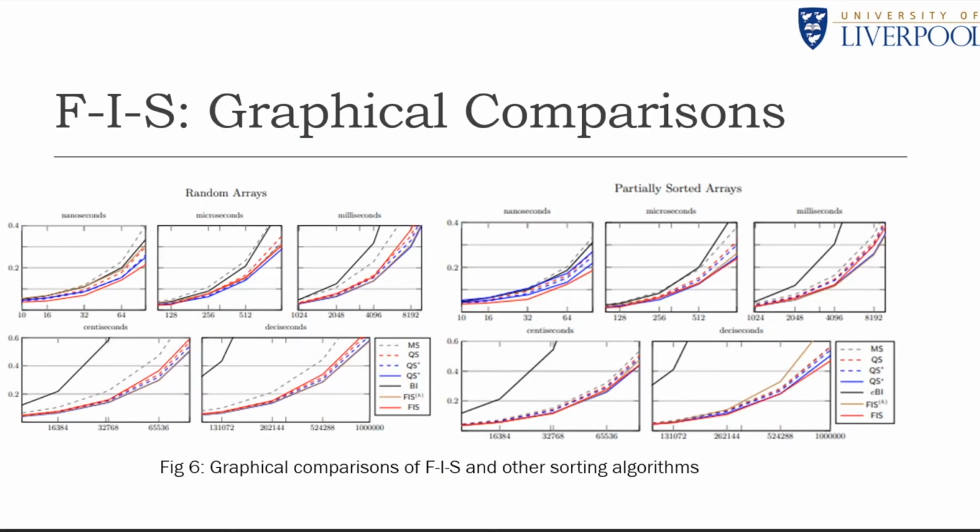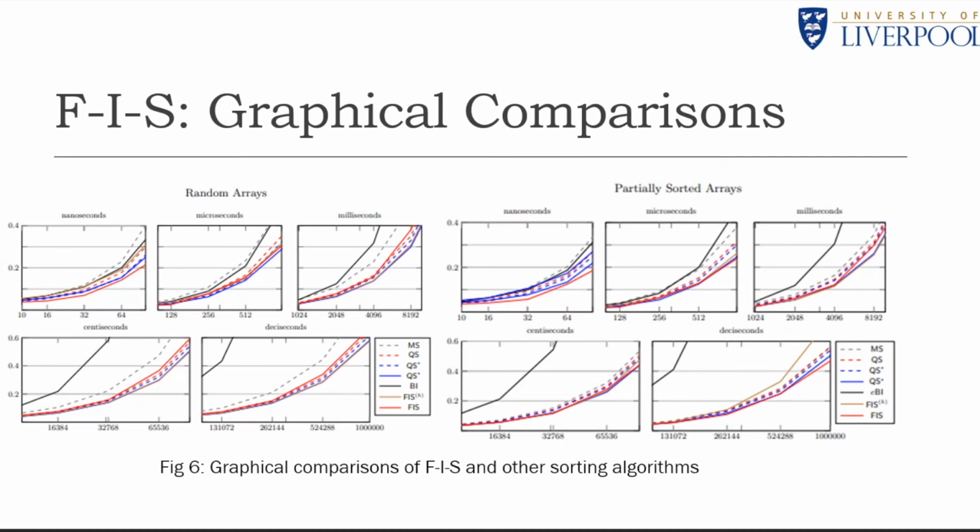In this slide, we compare the three FIS algorithms with some of the most efficient algorithms found in literature, such as merge sort, as well as several versions of quicksort. In order to help distinguish the graphs more effectively, the graphs have been color-coded. The block insertion sort is represented by the color black, while the first and second variants of FIS are represented by red and beige, respectively. The standard quicksort is represented by a red dash.